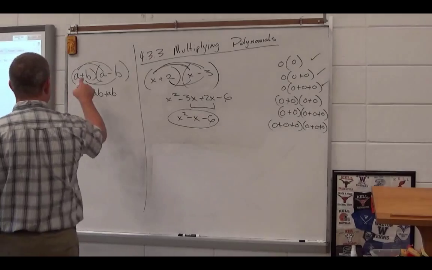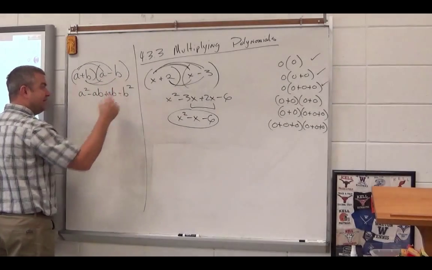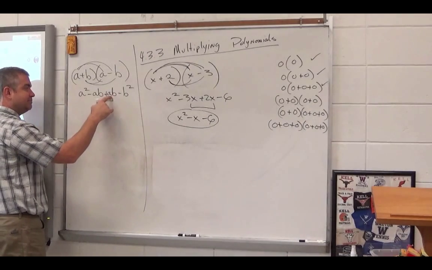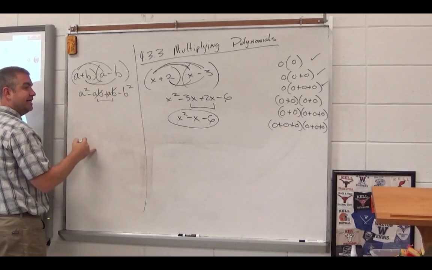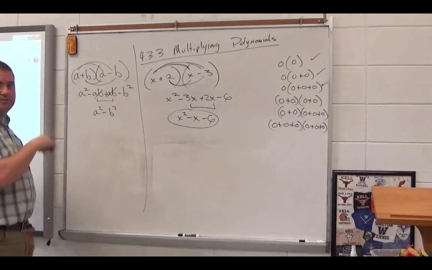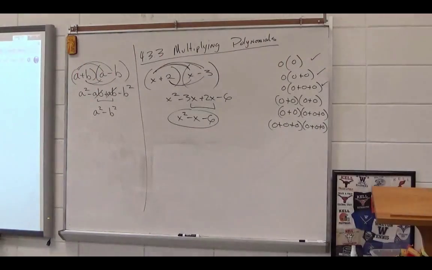What's positive B times negative B? Negative B squared. What happens to my inside terms? What's negative AB times positive AB? They cancel out. My answer is? A squared minus B squared. So we multiplied a by times a by, and our outcome was? Binomial. Okay, so it won't always be a trinomial. Sometimes it'll be a binomial.